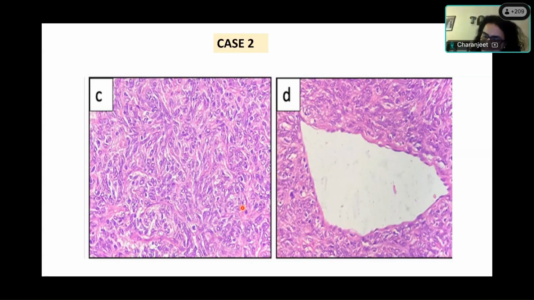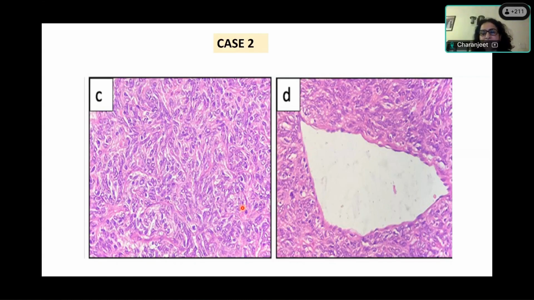You know, there are different patterns. Ma'am, the spindles look like a storiform pattern. Okay, it looks storiform. Somebody in the chat box has also written syncytial. Someone has also written patternless.